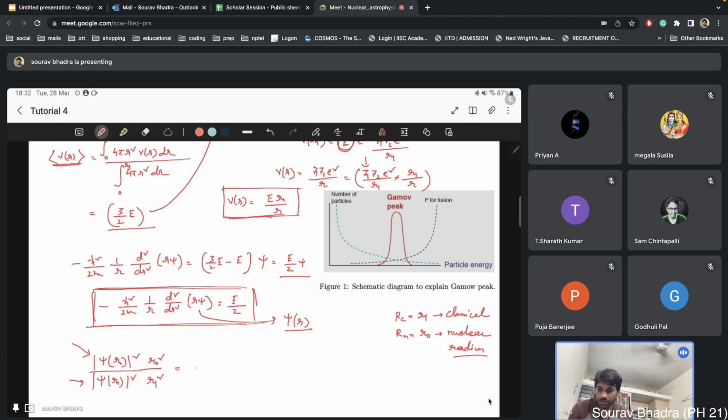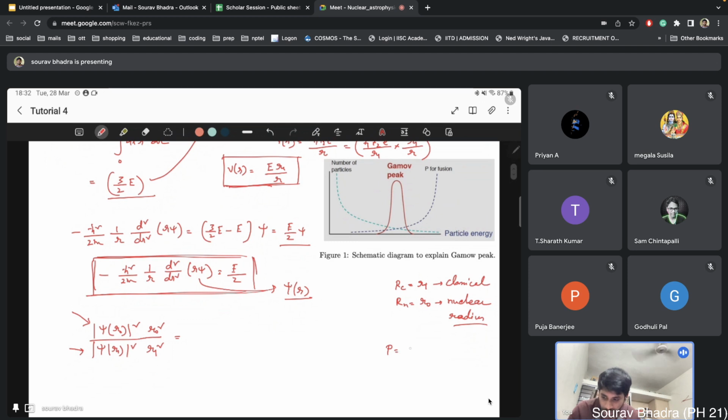Okay. So if you calculate now, exactly the same thing, for your better understanding I will write psi of Rn square.